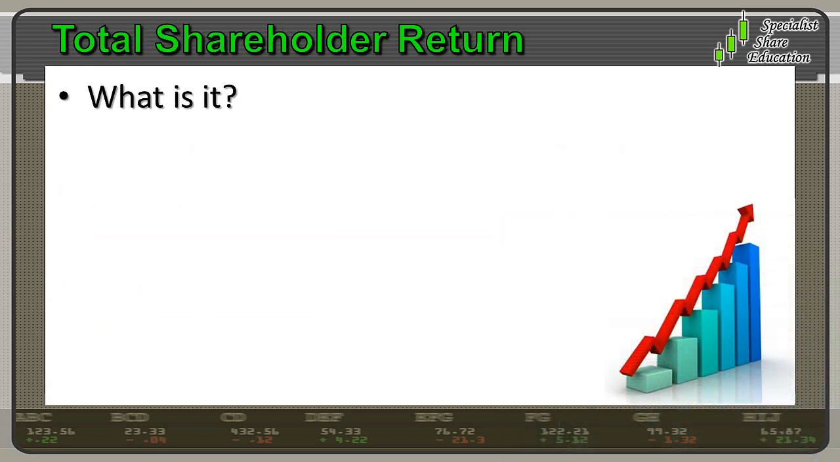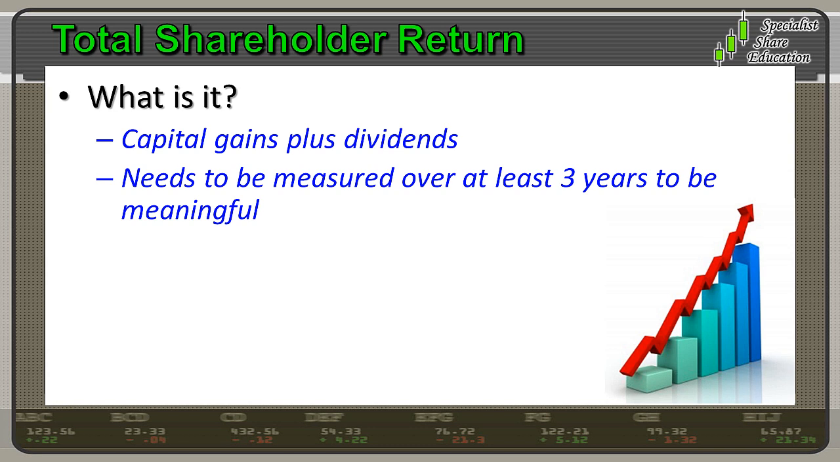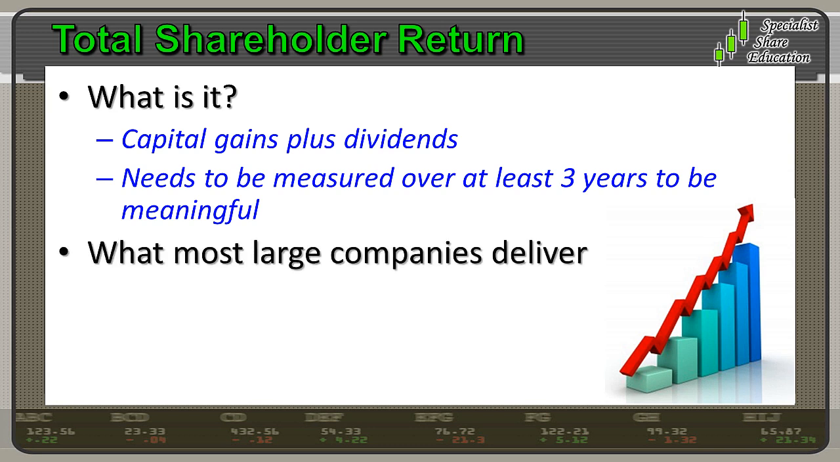So let's have a look at the first one, total shareholder return. It's basically the capital gain that you make on the share price plus the dividends that the company pays out either 6 monthly or annually. It needs to be measured over at least 3 years, preferably 5, to be meaningful. A 1-year snapshot really could be either good, bad, or indifferent. Doesn't really tell you very much. So you need to be looking over at least 3 to 5 years.